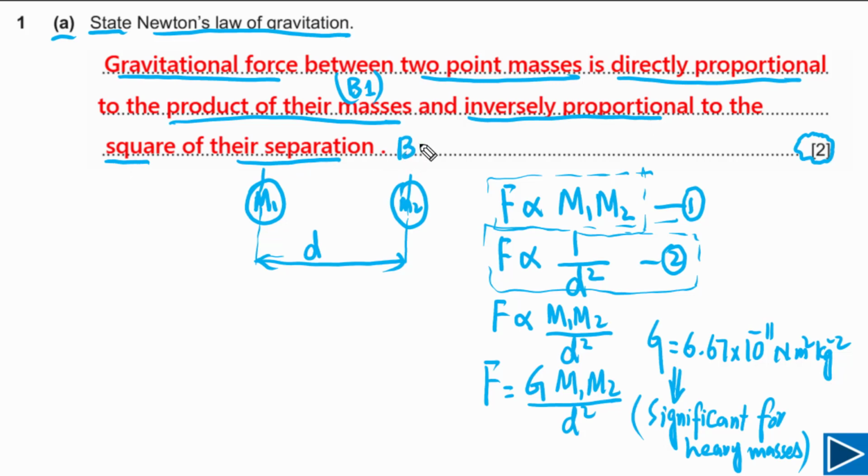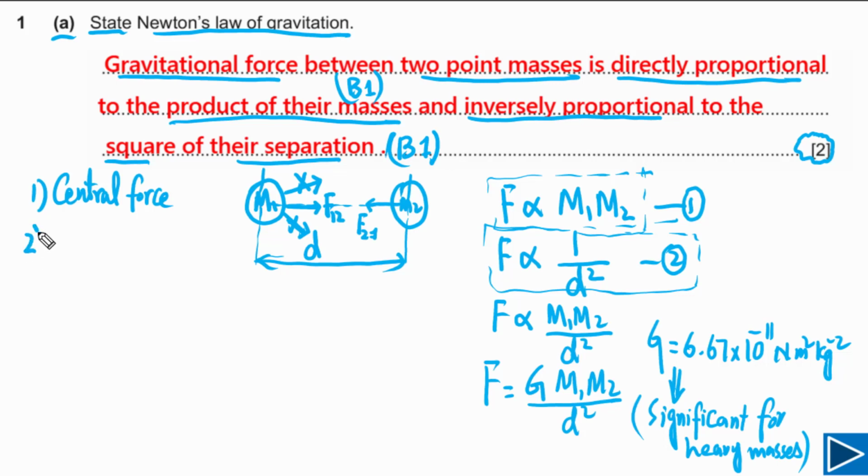So this is second B mark. So this is how you will get 2 marks. The second point we need to understand about gravitational force is that the force between two masses does not depend on medium. So simply I will say the force does not depend on medium, or simply you can say the force is independent of medium. So in this case I'm writing it does not depend on medium.